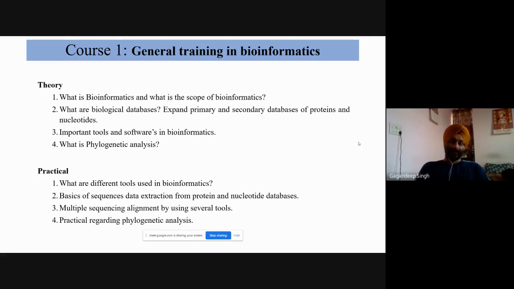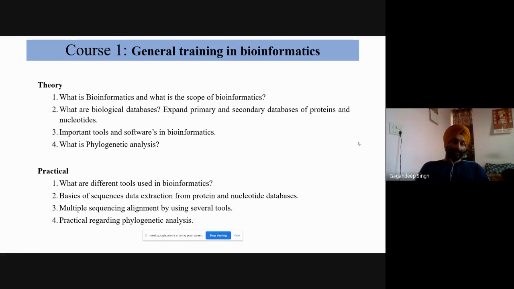Then what are biological databases? What are primary and secondary databases? I'll teach you in this general training course. And what are the important tools and softwares in bioinformatics that we use in our daily life, and how to use those softwares. I have arranged a practical session as well. Then what is phylogenetic analysis from the evolution point of view, and here is a practical session, and what are different tools and how to use those tools in bioinformatics.